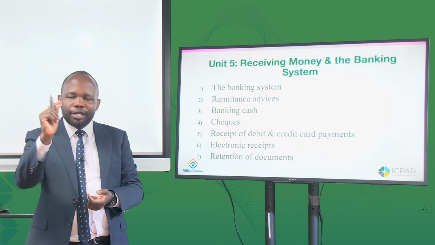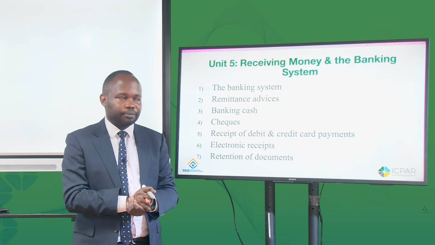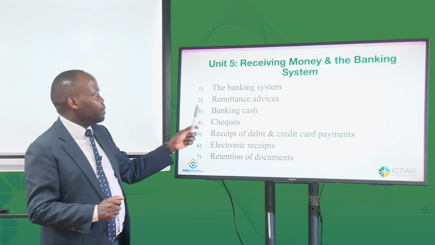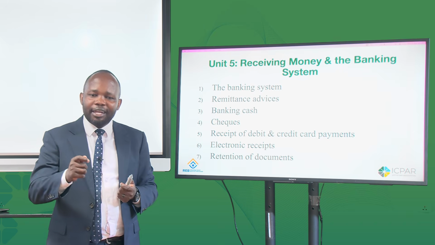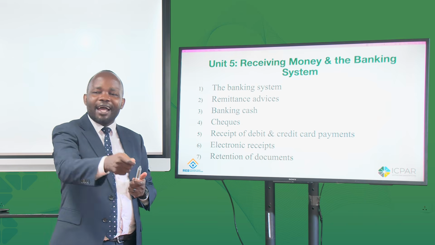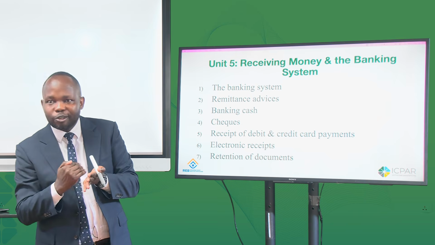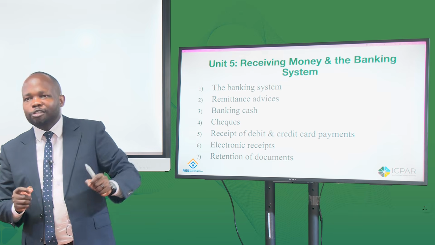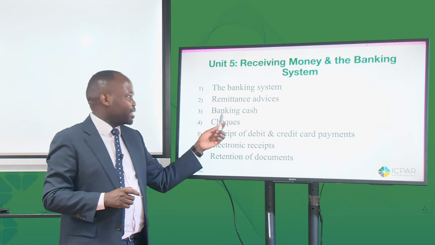Now in this unit, we are going to look at a number of items, 7 in total. Number 1, we look at the banking system in Rwanda. Number 2, we look at remittance advice. Whenever you are banking money, you have sent your messenger to go and bank money in the bank. There is a document you give him. That document is called a remittance advice that he will give to the teller so that the teller knows which amount goes where.